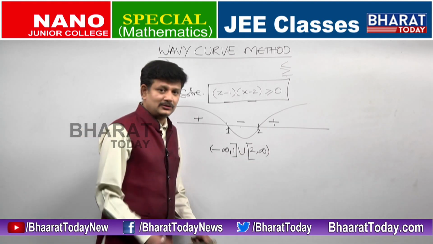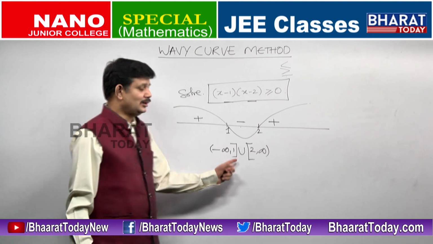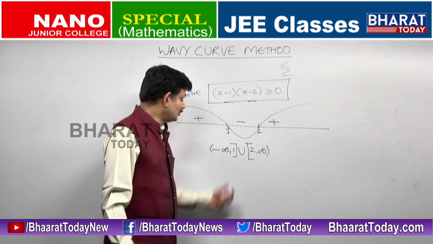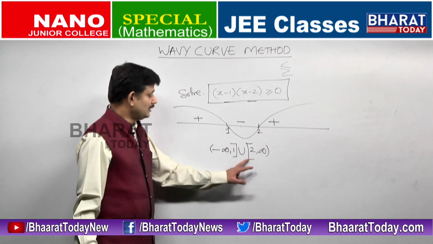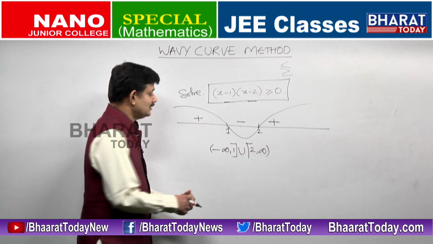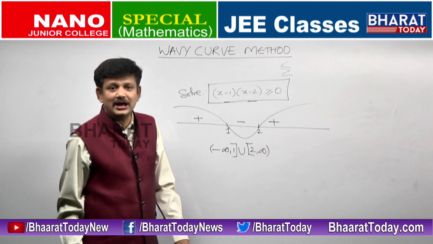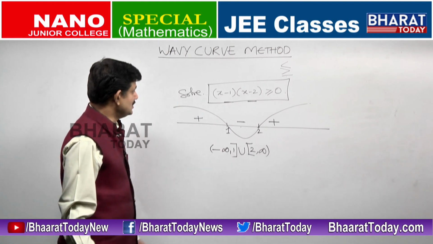You have to be very careful with putting these brackets, especially in this method. You will get a lot of situations where simply open is converted to closed or closed is changed to open, and you lose complete marks. So you have to be very careful with brackets. Equality is given, x equal to 2 is making it 0 and the expression can be 0, so it is a closed interval. You have to check at every stage.